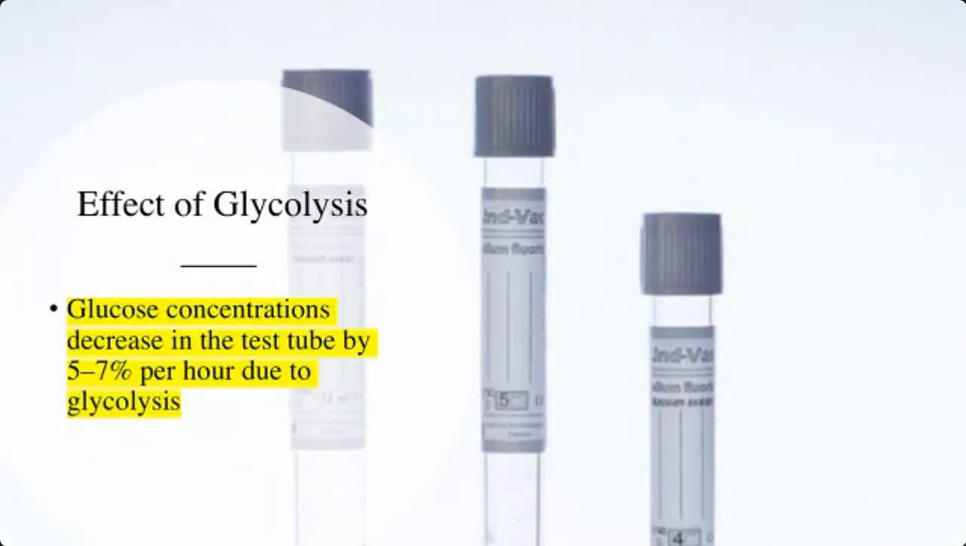And there is also a problem with the fasting plasma glucose, which is glycolysis. So we know there is the test tube for glucose. It contains some material that inhibits glycolysis, but this only lasts for 2 hours, and the glucose concentration decreases in the test tube by 5 to 7% per hour due to glycolysis.